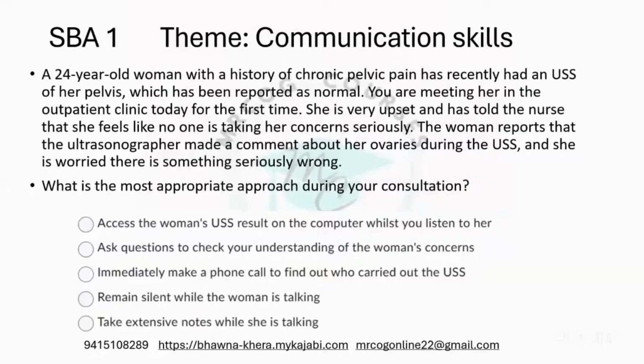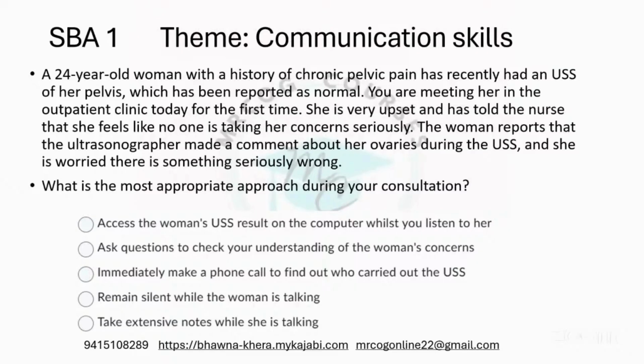And you answered the first question. You were the first to answer the question absolutely correct. So, ask questions to check your understanding of the woman's concern. See, D option also seems to be okay.